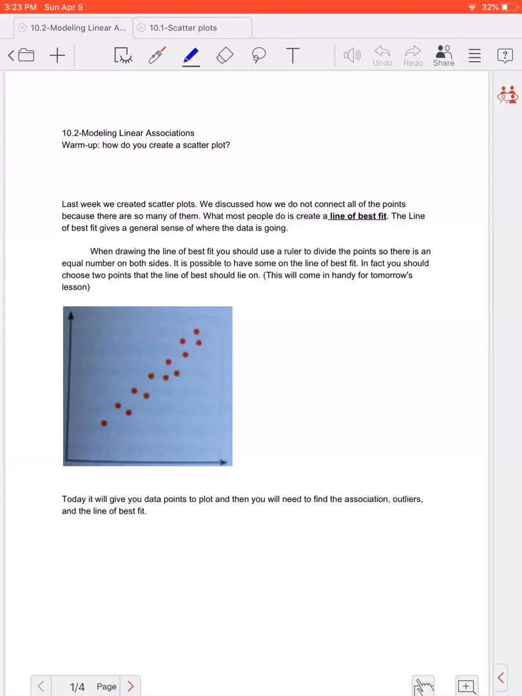Guys, welcome back. We're going to talk about modeling linear associations. So go ahead, think back to 10.1. How do you create a scatter plot? And if you need to go back and look at your notes, go ahead and do so. Pause the video and write an answer for me.